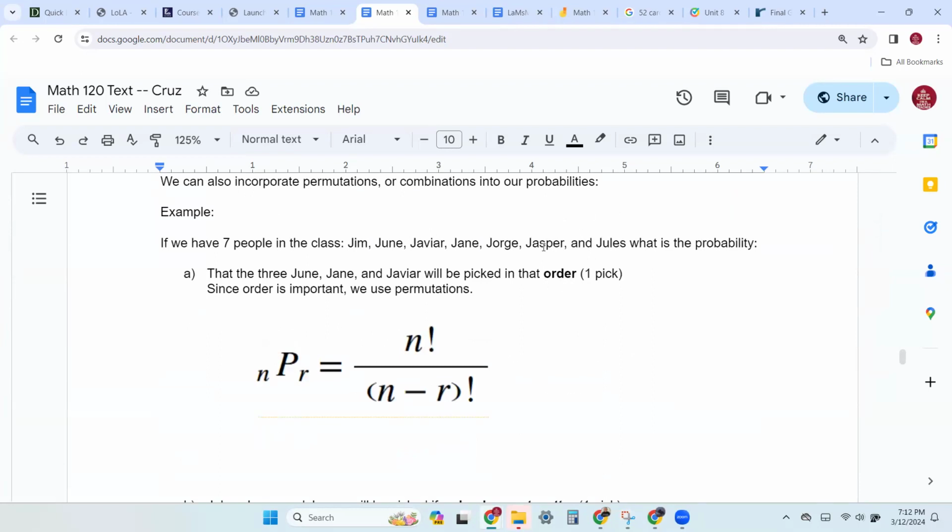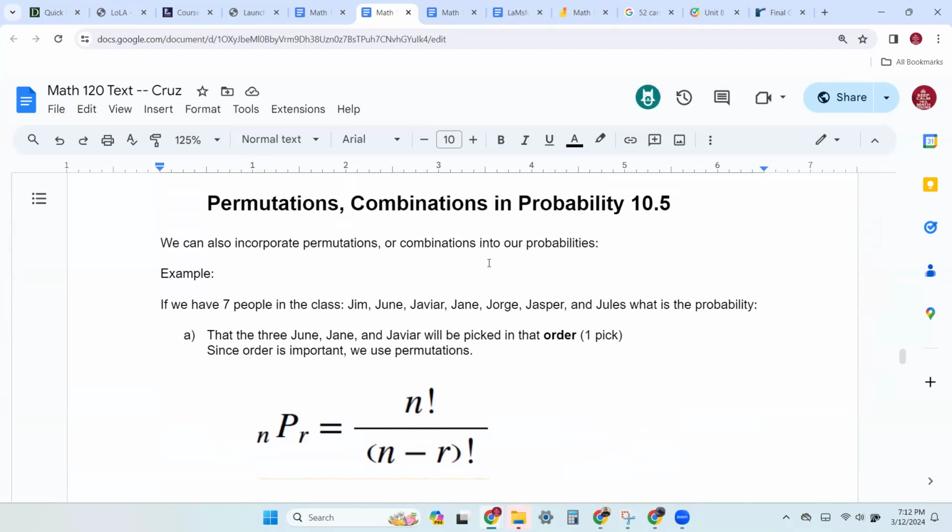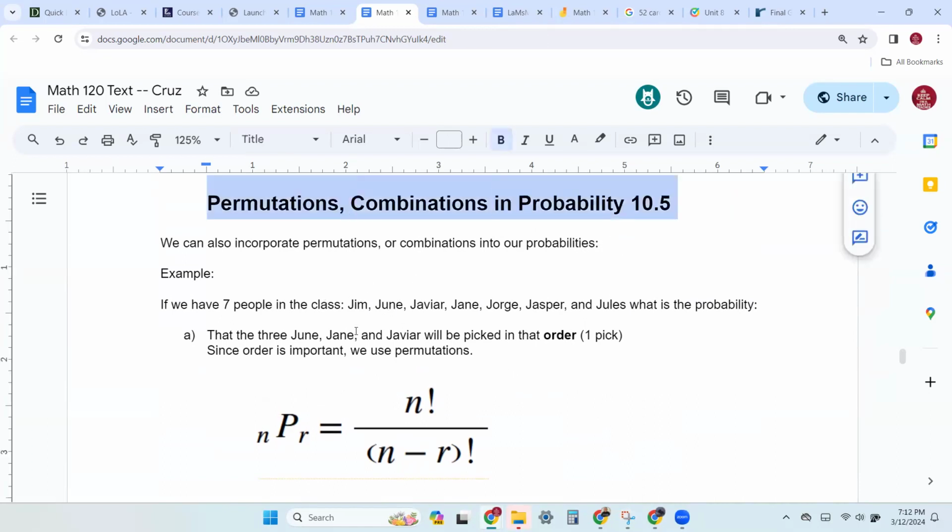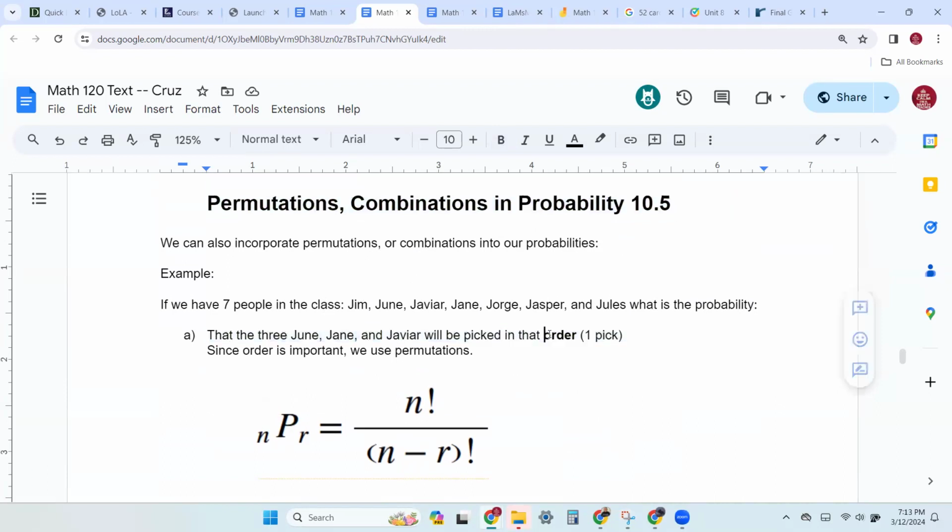All right. So two of the problems that we got involve permutations and combinations. Remember, permutations are when we have order. And what we've got here is a class that's got 7 people in it: Jim, June, Javier, Jane, Jorge, Jasper, and Jules. So we've got 7 people with J names, which is just to make it interesting. It doesn't really mean anything other than that.